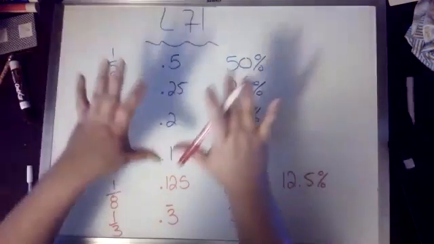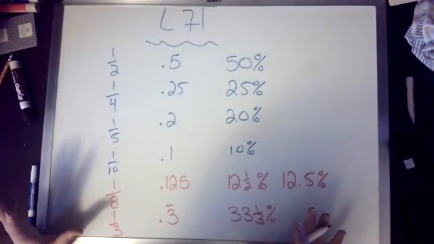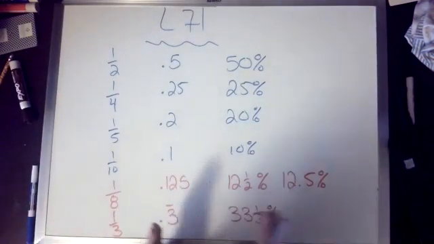This is our lesson 71. This is the correlation between fractions, decimals, and percentages.